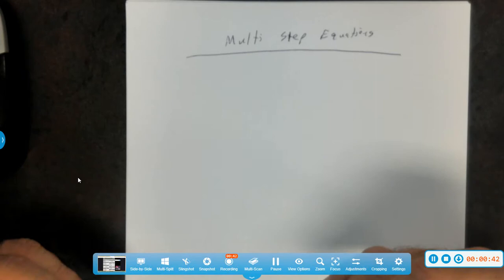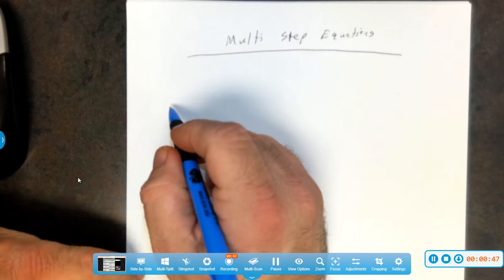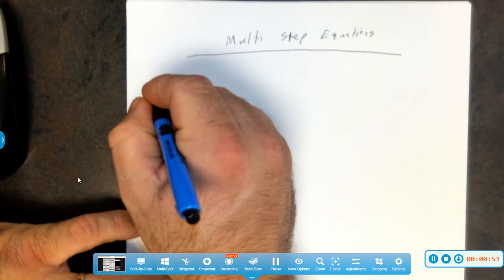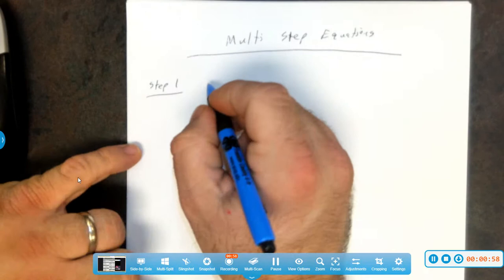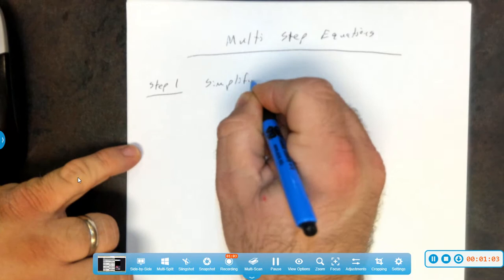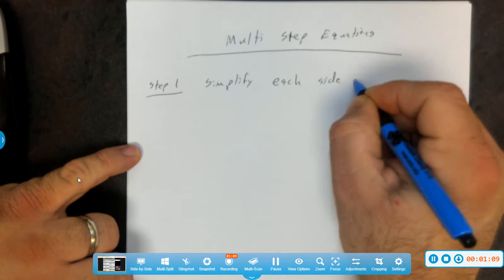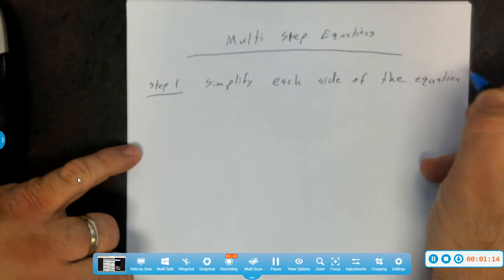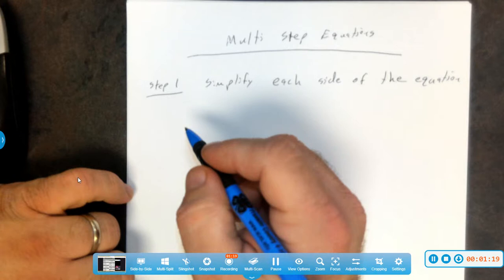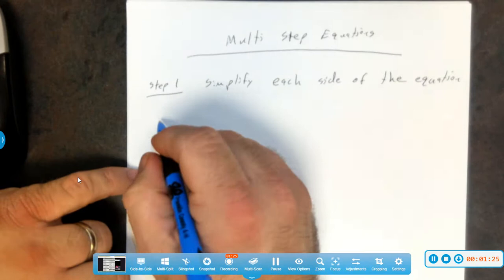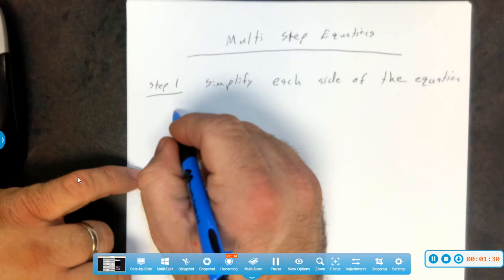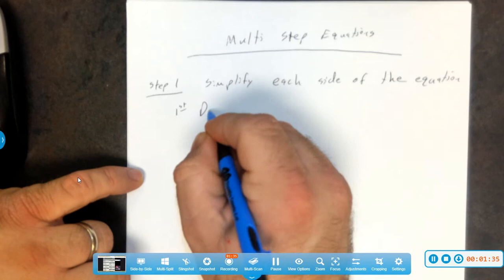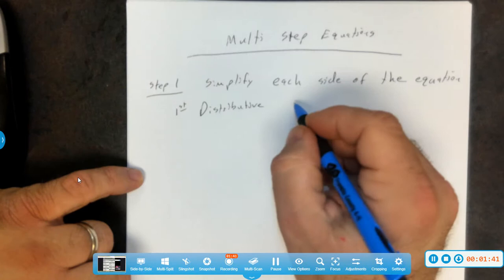Now, the steps that I usually take when we do multi-step equations, it kind of looks like a two-step, but you're going to see very quickly that it's not really a two-step. So in step one, you're going to want to simplify each side of the equation. Me, I would usually simplify the left side and then simplify the right side. So, it's up to you on how you do that. Just make sure you do each side. This in general means that we're going to first do distributive property, if applicable, and then secondly, combine like terms.